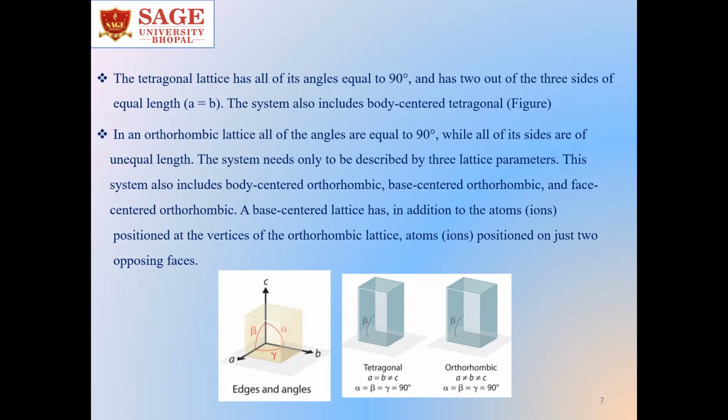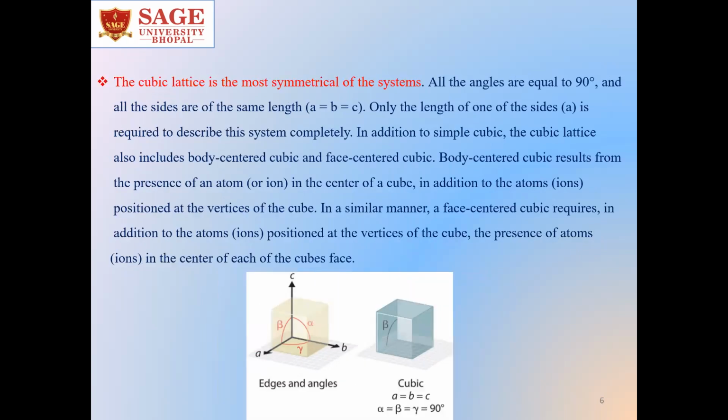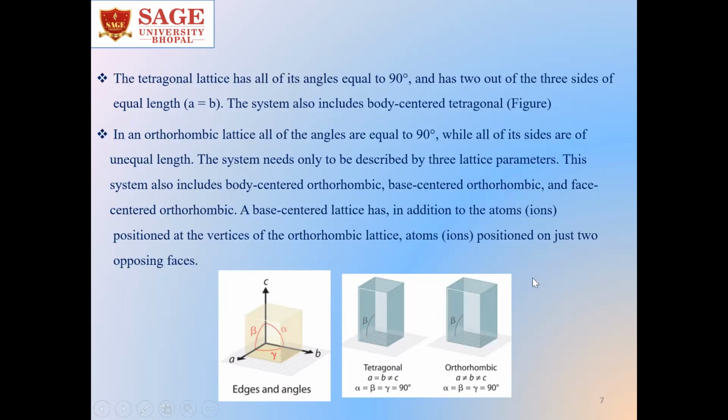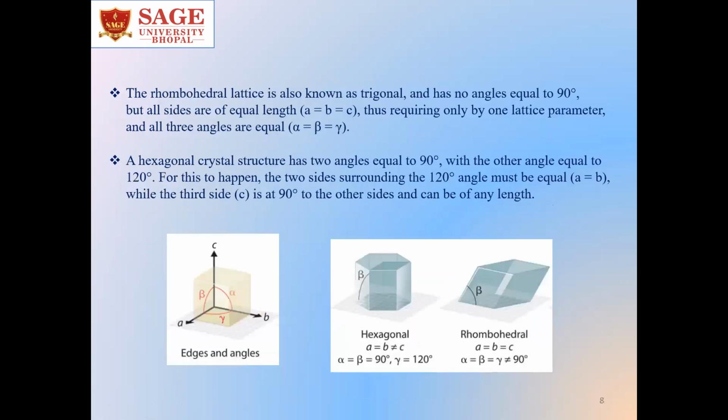So 3 types of lattice we have seen. It can be body-centered when an atom or ion is in the center of the body. Face-centered systems are those in which atoms are positioned in the center of each of the cube's faces. And in the base-centered lattice, the ions or atoms are positioned on just 2 opposing faces.